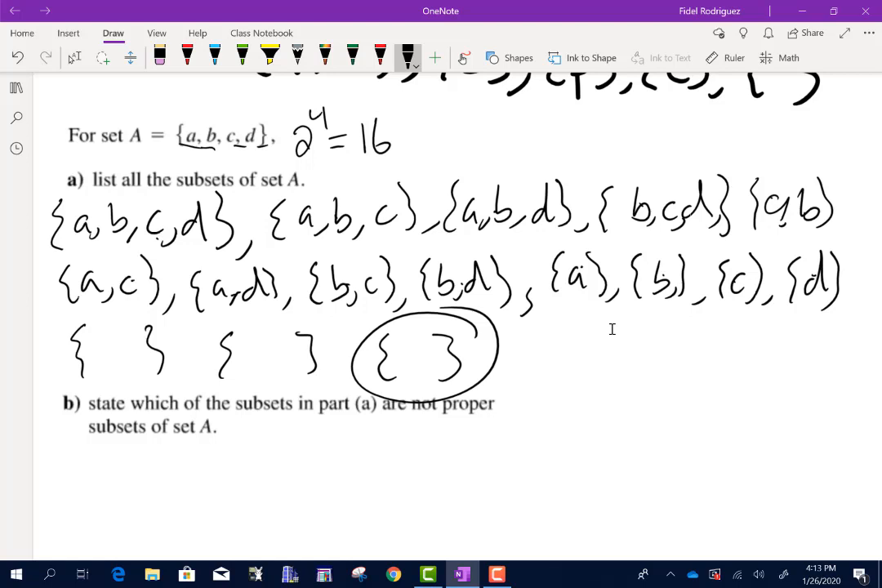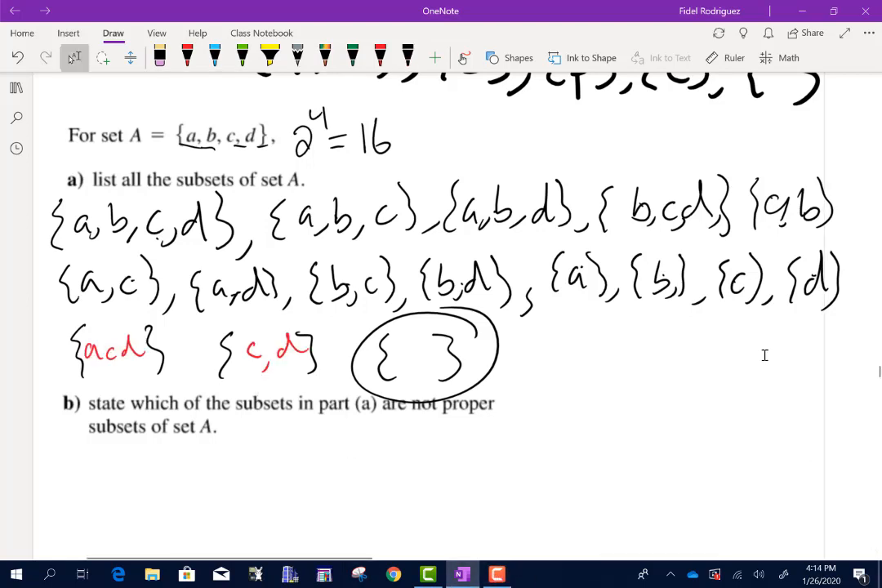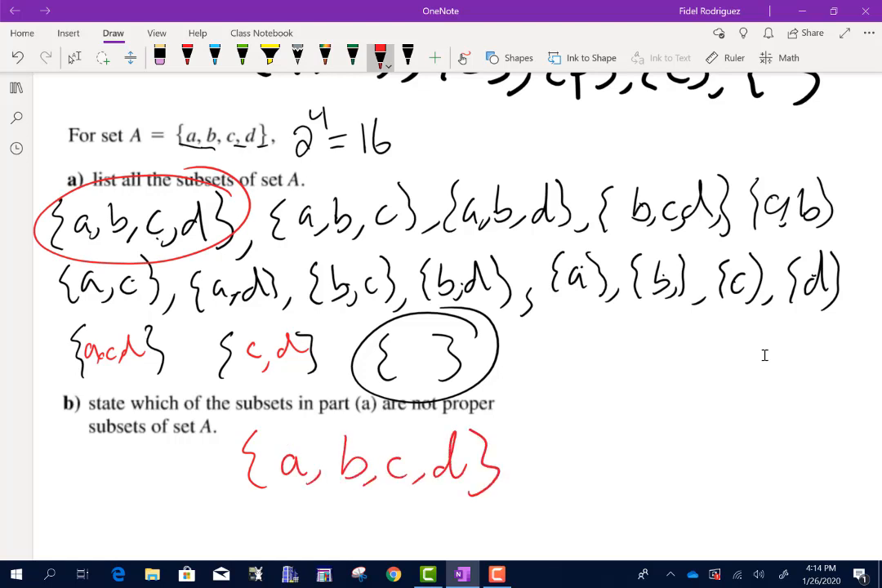Do I have all the ones for the 3s? Give me one second so I can see if I can figure this one out. All right, so guys, here are the other ones. I was missing A, C, D, and C, D. And then which ones are not the proper subsets? The one that's not a proper subset is this one right here, the one that has all of them, A, B, C, and D. That's not the proper subset, okay? All right, and that is 2.2.